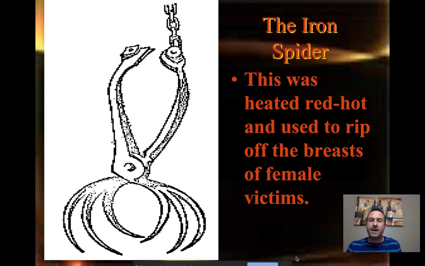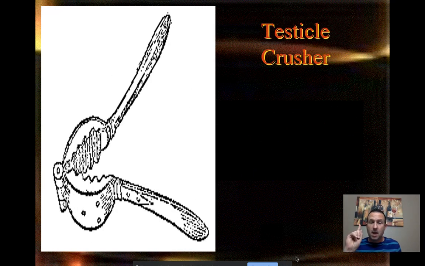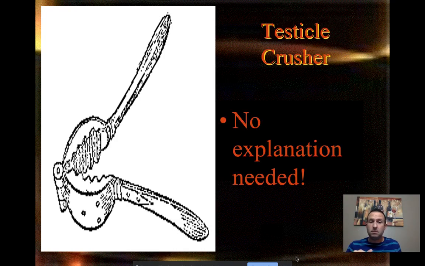Ooh, the iron spider. So we have the crocodile shears for the males. This is a red hot one used on females to rip the breasts off. Because reasons. I'm going to leave this one alone too. Nobody expects the Spanish Inquisition.